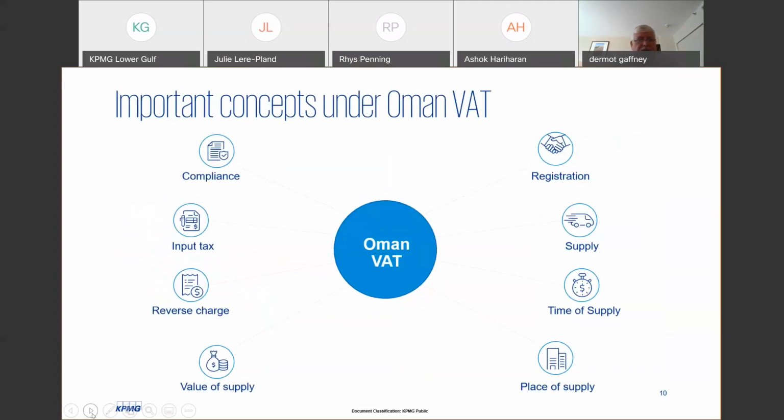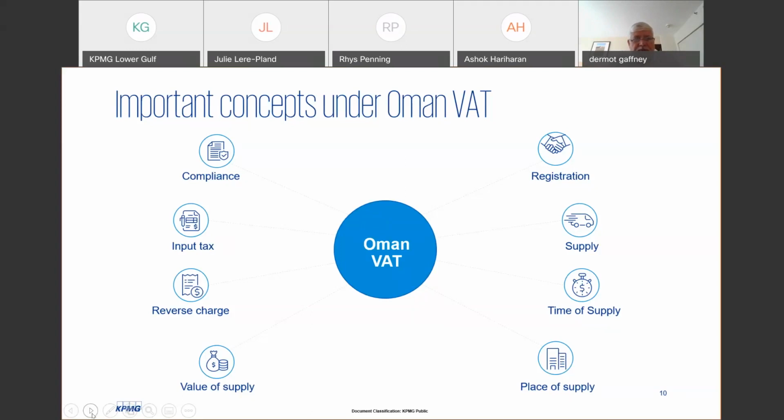Some important principles that will help you understand the presentation in more detail are on the questions of a supply. In VAT parlance, we don't refer to sales or revenues, we refer to supplies. That's simply because supplies encompass things other than sales or revenue, and it's important to use the wider definition. The time of supply and the place of supply are the when and where of the VAT world, and the value of supply is on what the tax is chargeable.